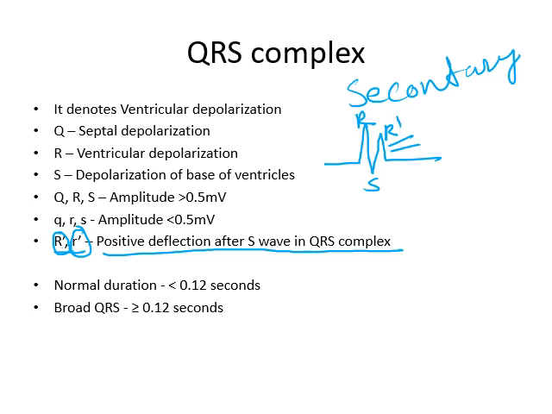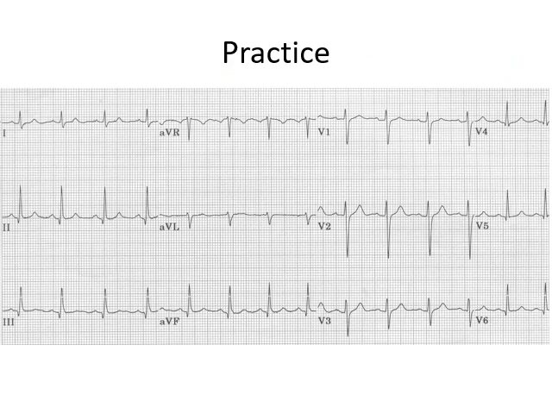Luckily for us, there is only one abnormality of QRS complex, that is a broad QRS. That is defined as a QRS of duration more than or equal to 0.12 seconds or more than or equal to 3 small boxes. Let's look at few examples of this and interpret the ECGs. Now I'll take a 1 second pause for you guys to interpret this one.